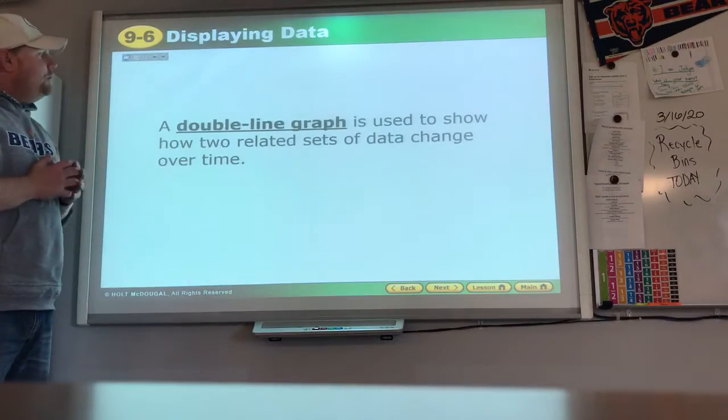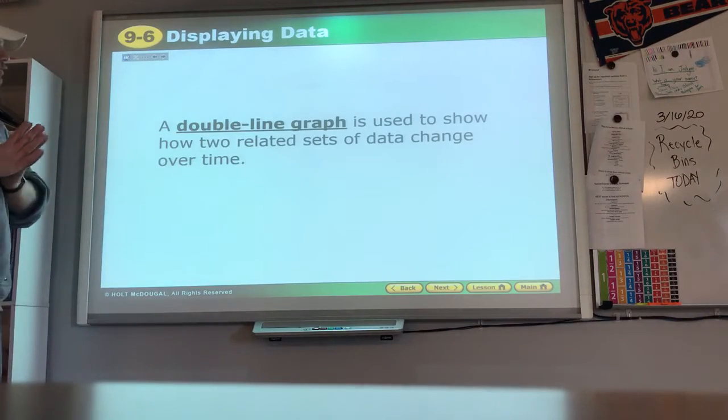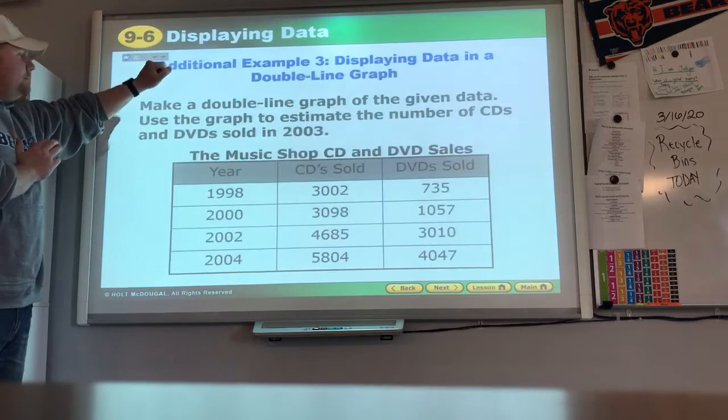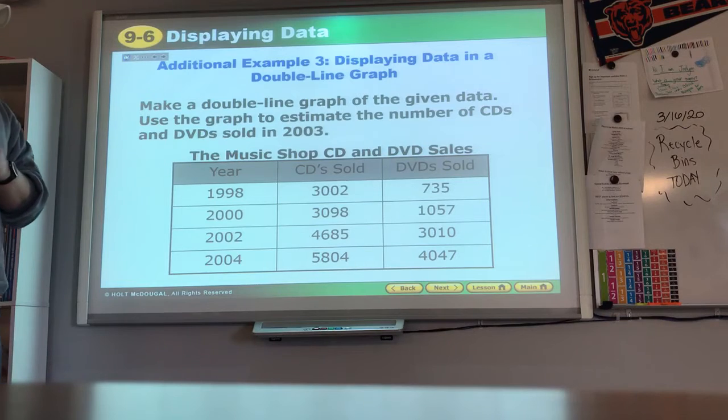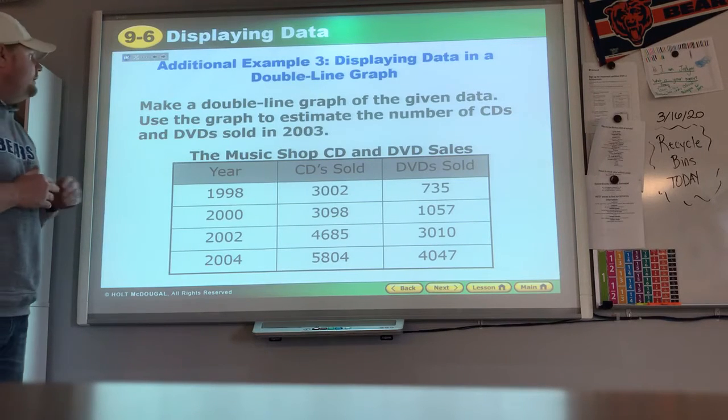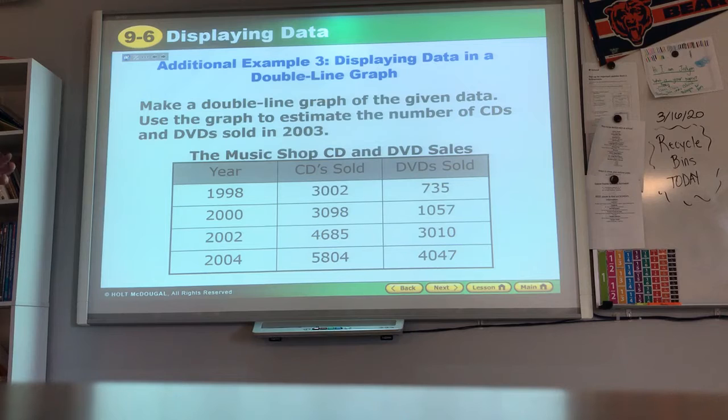Okay? A double line graph is used to show how two related sets of data change over time. Now, a CD is something that you used to put in a disc and it would play music. DVDs are the same thing and they're still kind of around a little bit. All right? So make a double line graph of the given data. Use the graph to estimate the number of CDs and DVDs sold in 2003.